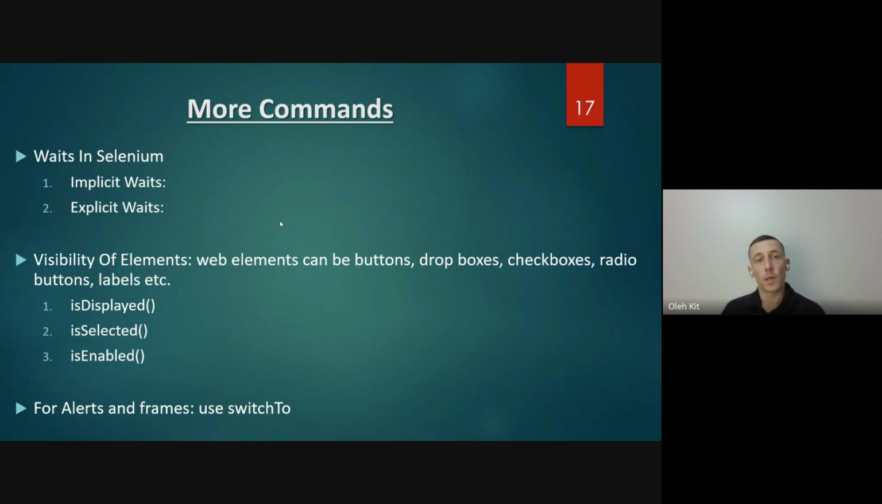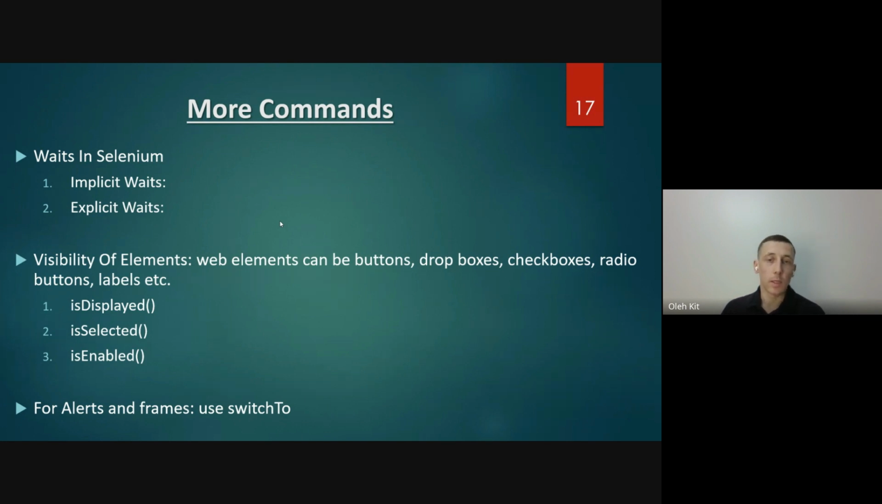Let's speak about waits. In Selenium, there are two kinds of waits: implicit waits and explicit waits. Implicit waits are used for global waiting of some elements, and explicit waits are something specific, when you want to click on elements, and if the elements have not appeared yet, you can wait some time. So for this case, you use explicit wait.